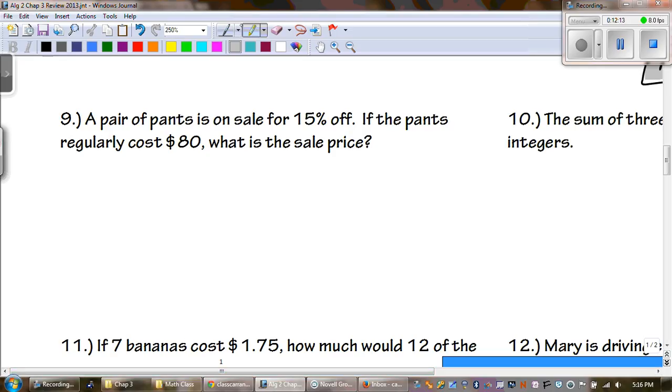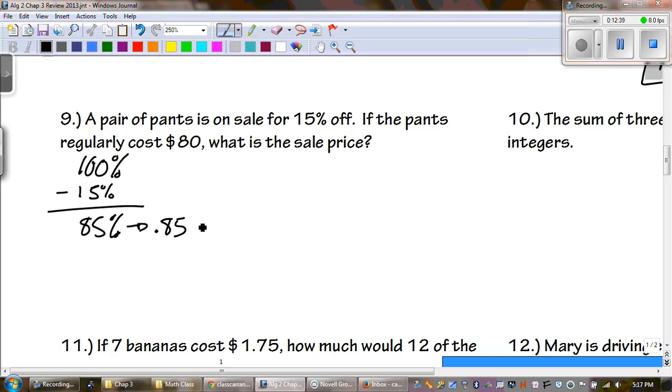Okay, number 9. Go ahead and read number 9. A pair of pants is on sale for 15% off. So right away, you need to subtract those to figure out the percent that you're actually paying for, and that's 85%. You always want that number as a decimal. And so if the pants regularly cost $80, I want 0.85 times 80.